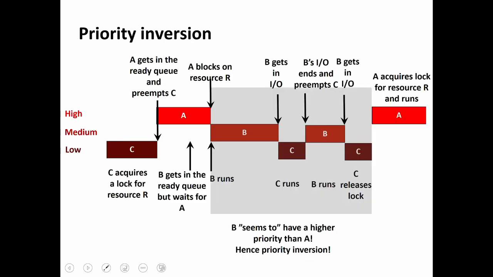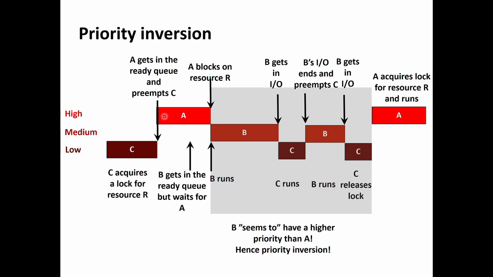Now let's go through an example here. This is the time axis as we move on, and we have three different processes: A, high priority, B, medium priority, and C, low priority. Let's say C, the low priority process, acquires the lock for a resource R. It's a mutex. It acquires the lock, and after that, A comes.